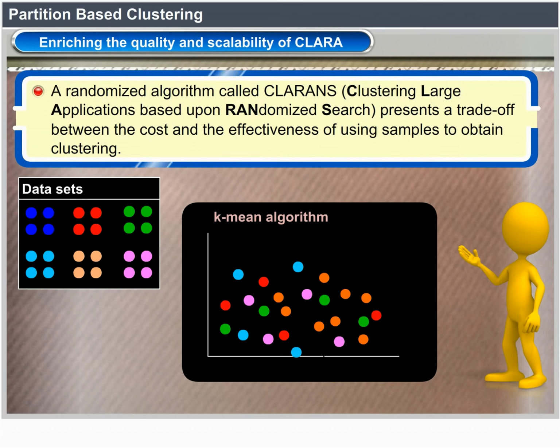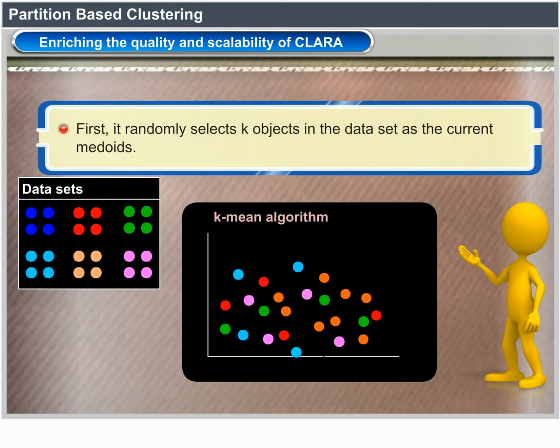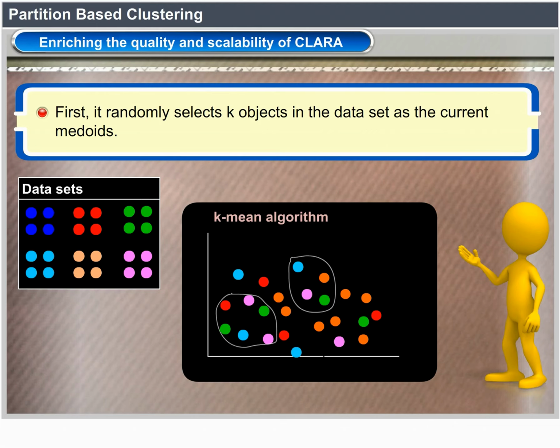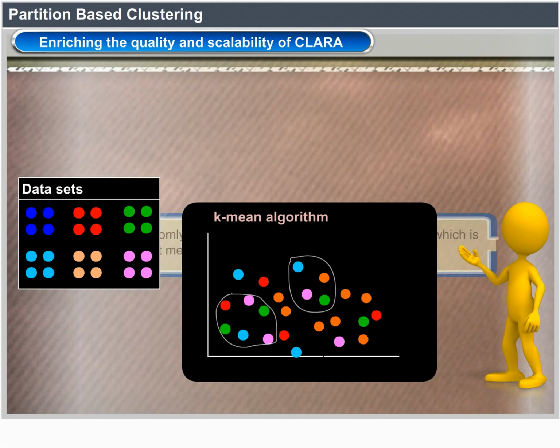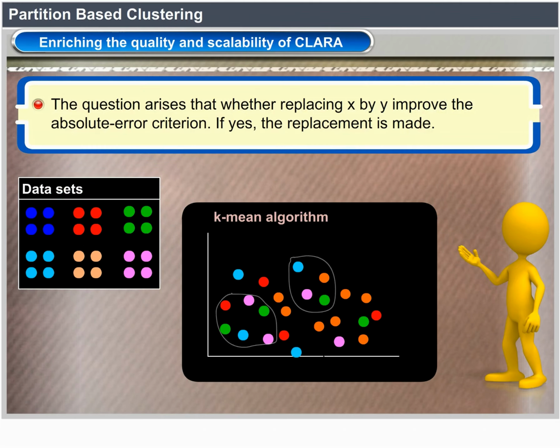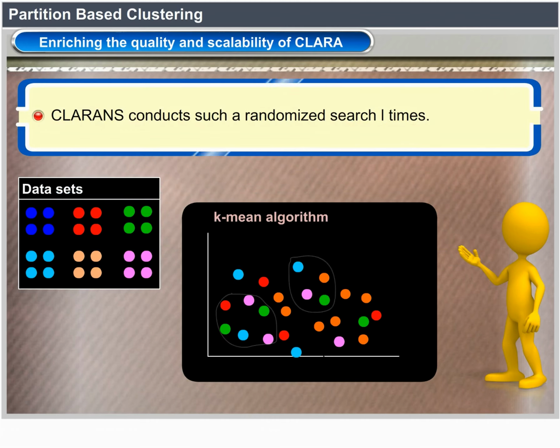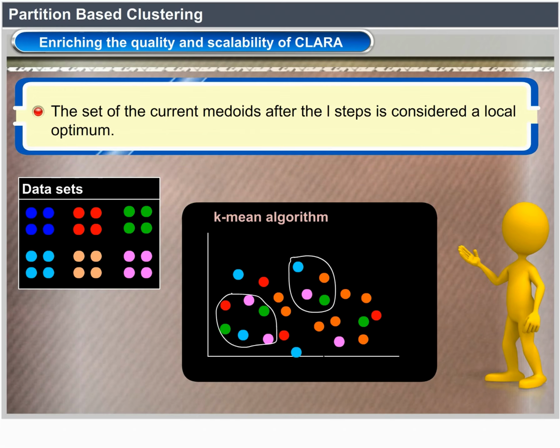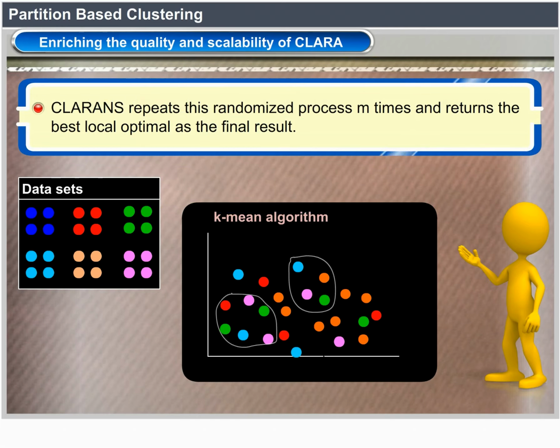First, it randomly selects k objects in the dataset as the current medoids. It then randomly selects a current medoid, x, and an object y that is not one of the current medoids. Can replacing x by y improve the absolute error criterion? If yes, the replacement is made. CLARANS conducts such a randomized search L times. The set of current medoids after the L steps is considered a local optimum. CLARANS repeats this randomized process m times and returns the best local optimum as the final result.